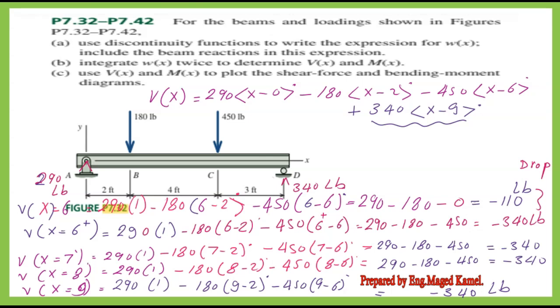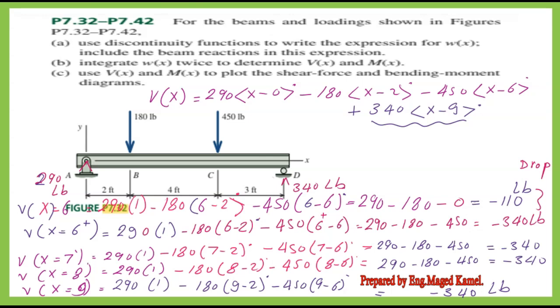We consider x equal to 6 plus. 6 plus means a small amount more than 6. So V of x equal to 6 plus equals 290 multiplied by 6 minus 0 raised to the power of 0 minus 180 multiplied by 6 minus 2 raised to the power of 0 minus 450 multiplied by 6 plus minus 6 raised to the power of 0 equals 290 minus 180 minus 450 equals minus 340 pounds.